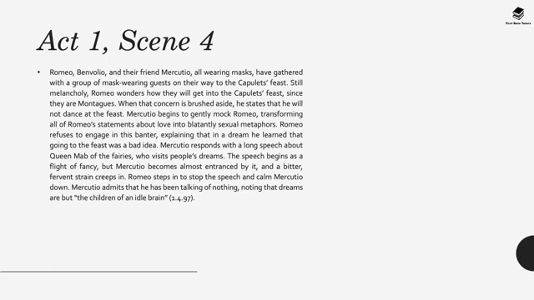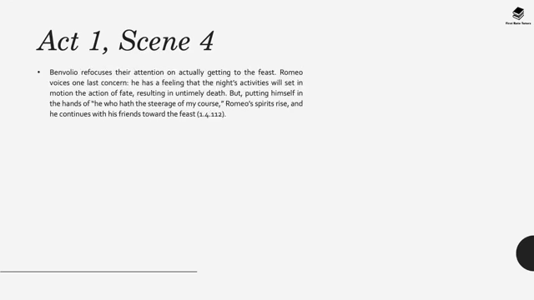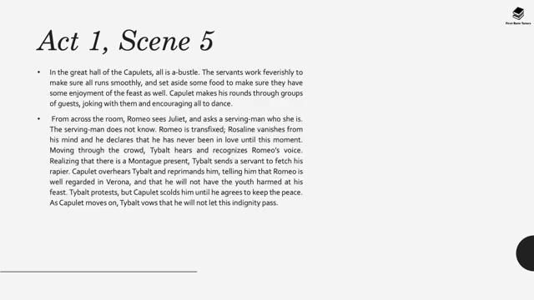The speech begins as a flight of fancy, but Mercutio becomes almost entranced by it, and a bit of fervent strain creeps in. Romeo steps in to stop the speech and calm Mercutio down, and Mercutio admits that he's been talking of nothing, noting that dreams are but the children of an idle brain. Benvolio then refocuses attention and they actually get into the feast.